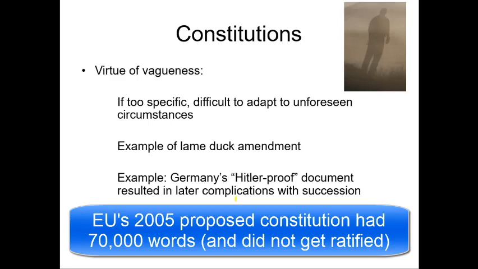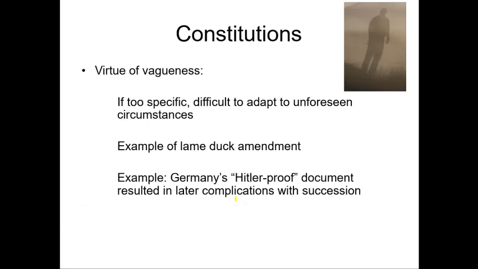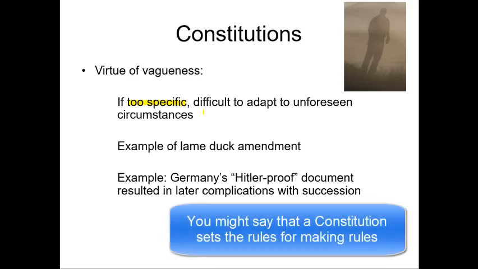Now, there is some virtue to this vagueness in a constitution, because obviously you cannot cover it all in the Constitution, nor would you even want to try, because it would just be too unwieldy and perhaps even too restrictive. Because if a constitution is too specific, it will be difficult to adapt to unforeseen circumstances. And just like any document, you can't possibly include everything that you need to include, so there will need to be some interpretation or agreement as to what that specific situation is as applied to the Constitution.